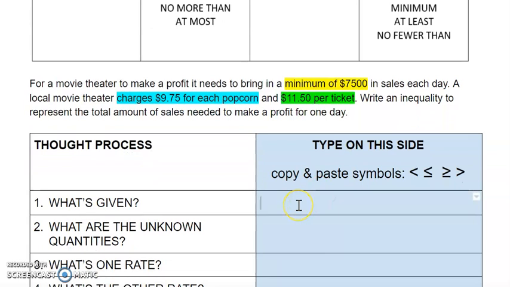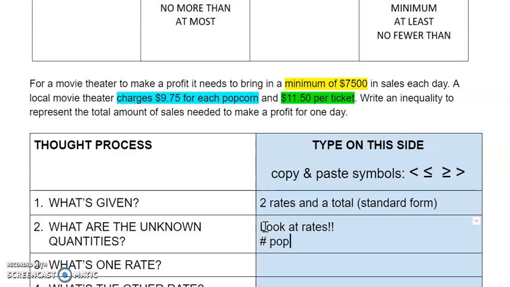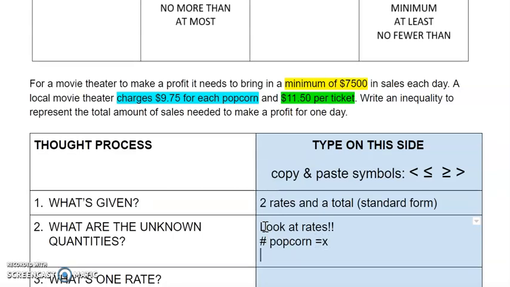Okay, so I look and I see that I have 2 rates and a total amount. So this is going to be a standard form: AX plus BY equals C. Okay, what don't I know? Look at the rates. That's your hint. I don't know how much popcorn, so we'll let that be one variable. And I don't know how many tickets were sold. That's the other variable. Those are both of my rates.